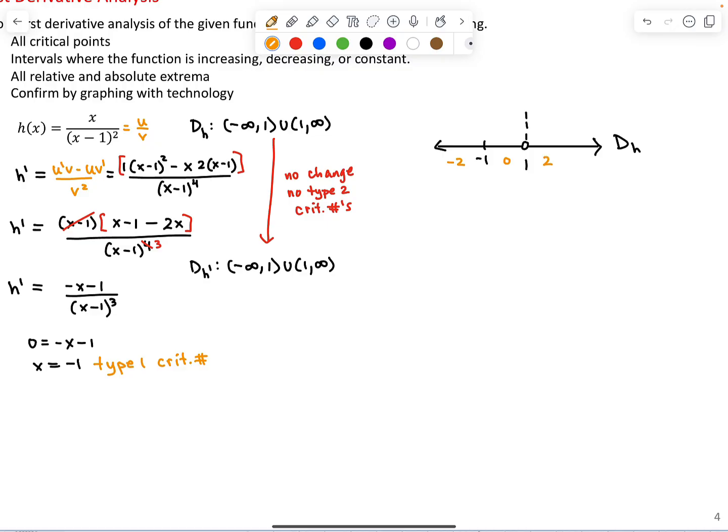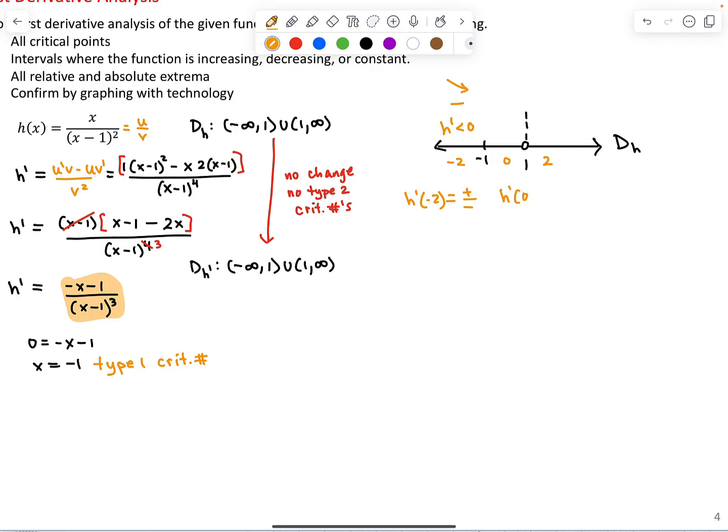We plug these test numbers into the derivative. So h prime of negative 2. And I'm going to use this simplified version of h prime and keep track of the signs. So negative 2 minus 1 will give me a positive numerator. Negative 2 minus 1 is negative 3, and cube of negative 3 is negative 27. So I get a negative denominator. And a positive divided by a negative is a negative. So h prime is less than 0. I'll put a minus sign, indicating the function is decreasing.